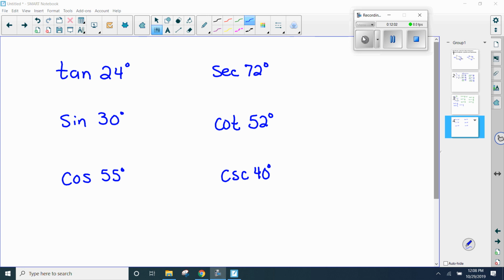The very first one that comes across on your sheet is the tangent of 24. All you do is find the tangent key on your calculator, hit tangent, and then type in 24 and hit the enter key. Now what's going to display on your calculator screen is probably 0.4452 something.